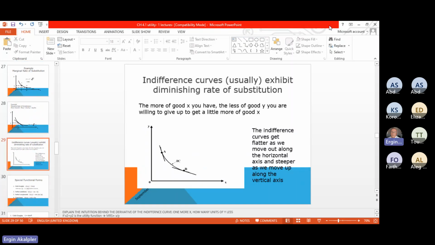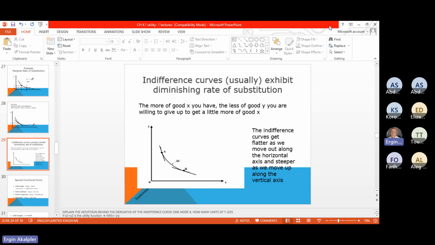And the indifference curve usually exhibits a diminishing rate of substitution, as I mentioned to you. The more of good x you have, the less of good y you are willing to give up to get a little more of good x. That's the reason this is a diminishing rate of substitution, because as much as you increase a, you will reduce b, or you will increase b to reduce a to get more b. Therefore, there is an inverse relationship between x and y, and at any point on this indifference curve you are okay. But if it is above or below, it's not okay.